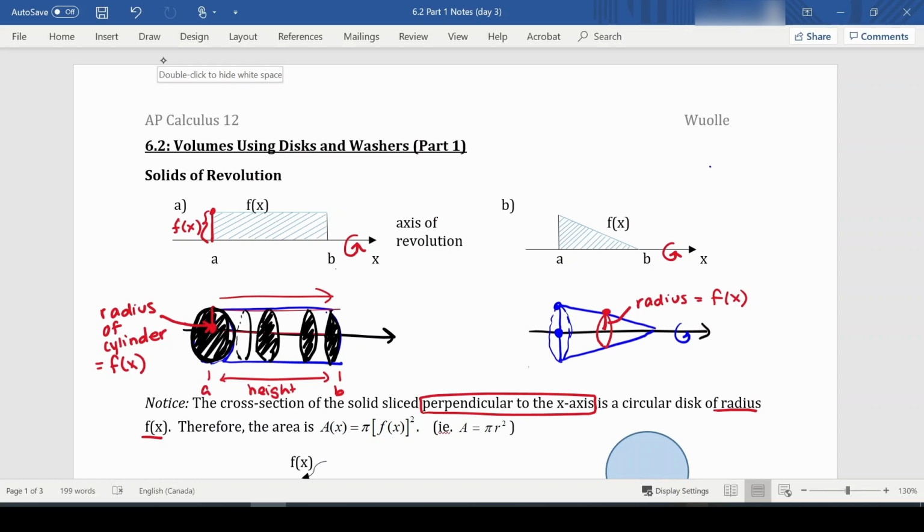So in the first one, the cylinder, the disks all have the same radius, which is whatever y value this is up here. If it's a 4, these all have radius of 4. The difference here is that the radius is just changing as you head from left to right. So this radius here would be f of a, which is also f of x. It's just a is the value at that point. So again, perpendicular to the x-axis, the radius is f of x. Therefore, the area of each circle is pi times f of x squared.